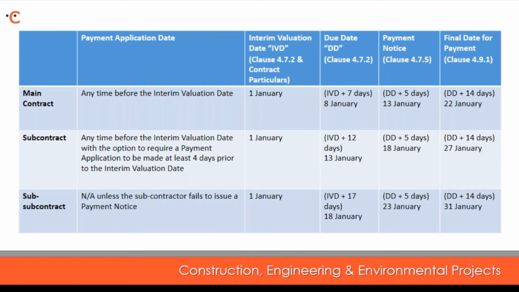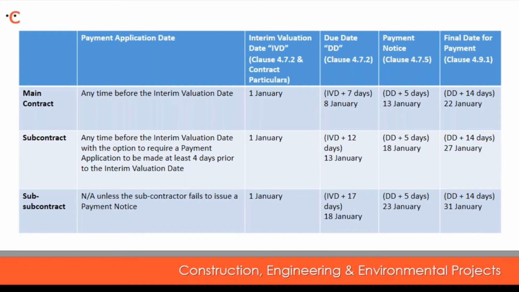The final date for payment has been shortened from 21 days following the due date to 14 days to take into account the pushback due date. The due date is 12 days after the interim valuation date, i.e. the 13th of January in our example. So this means that the main contractor has 5 days after being put in funds to make payment to the subcontractor. In our example on the slides, the final date for payment of the interim application is the 27th of January.